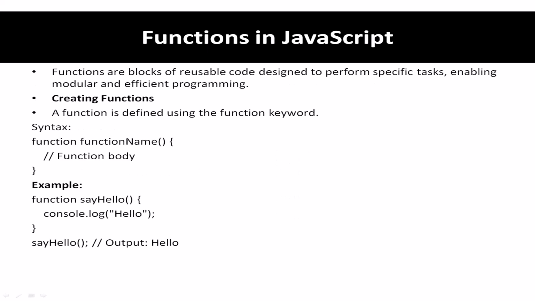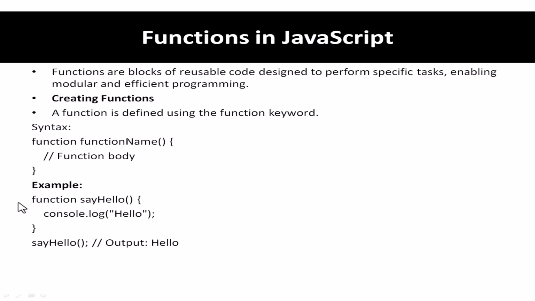Next one, functions in JavaScript. Functions are blocks of reusable code designed to perform specific tasks, enabling modular and efficient programming. For example, calling a value by the function. In the first class we have seen different types of JavaScript: inline, internal and external JavaScript. Based upon that, the function will be invoked whenever it is called.